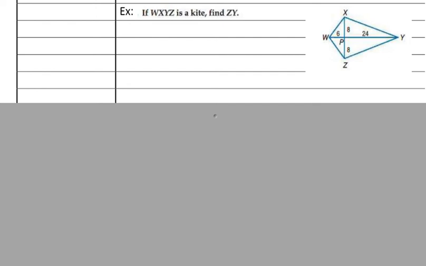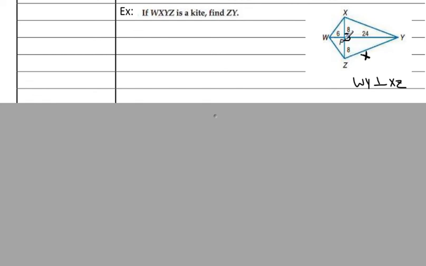Okay, another property of a kite is that the diagonals are perpendicular. So when you draw this picture, just add a little right angle here to show that the diagonals WY and XZ are perpendicular. Okay, and the question asks us to find ZY. So we'll call this x.